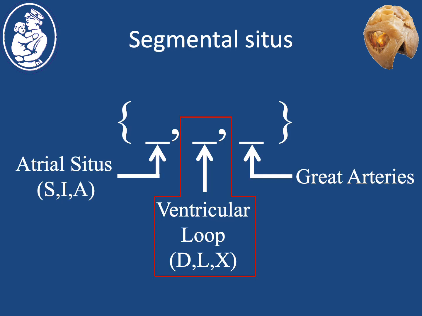So the middle letter in the segmental set notation can either be a D for D-looped or solitus ventricles, or an L for L-looped or inverted ventricles. Rarely we encounter, particularly in double inlet right ventricles, cases where it's impossible to determine the loop, because it's impossible to determine where the septum is in these single right ventricles. In that case, we would use an X because we can't determine what the ventricular loop is, so it's an unknown loop indicated by the X.